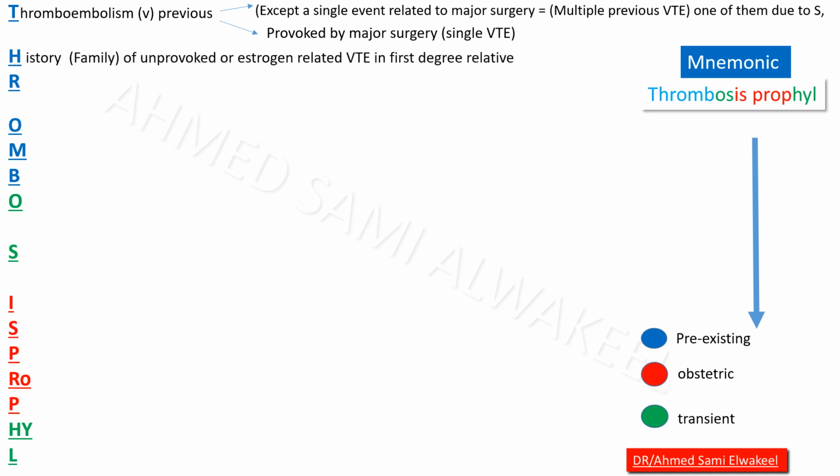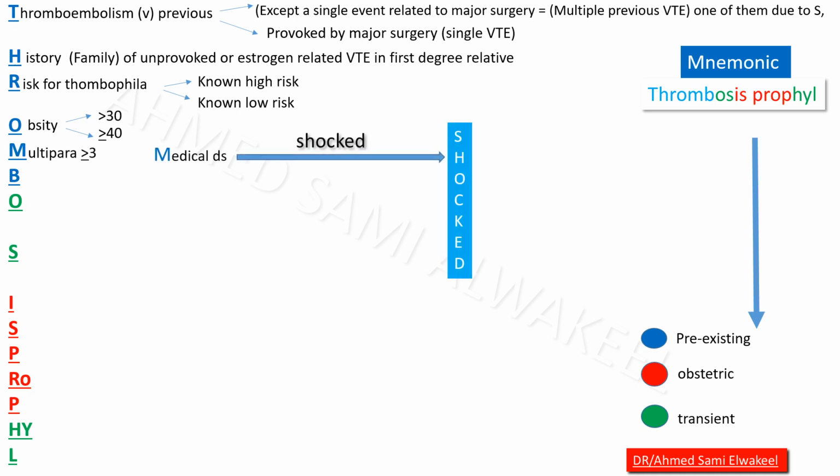H. Family history of unprovoked or estrogen-related venous thromboembolism in first degree relative. R. Risk factors for thrombophilia, known high risk and known low risk. O. Obesity with body mass index more than 30 or body mass index more than or equal 40. M. Multipara more than or equal 3.